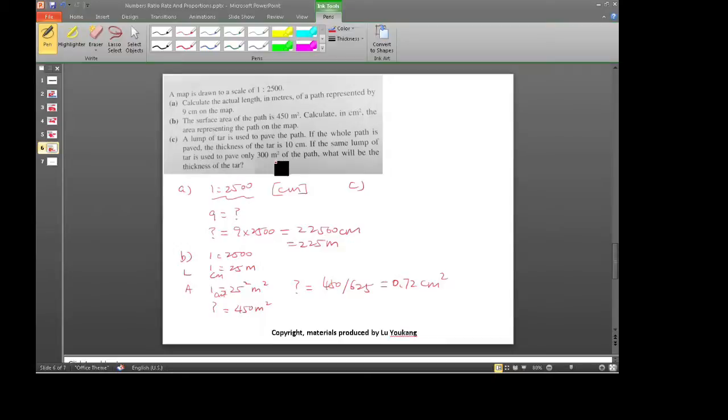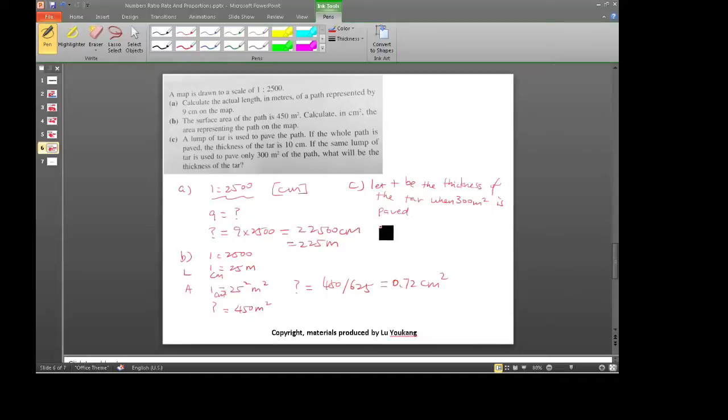So if we are only to pave 300 meters square, our thickness should increase. Because the same volume, you will get more if your area is less. So let T be the thickness of the tar when 300 meters of path is paved.